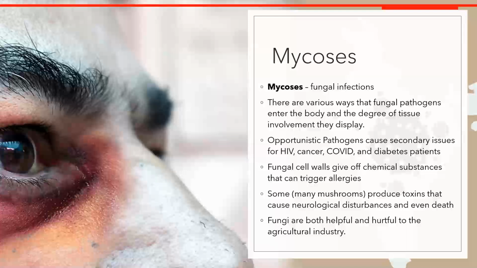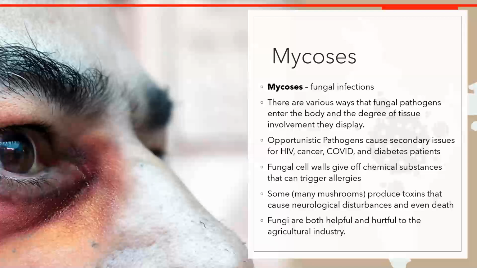It caused a lot of people to lose portions of their face and even their eyes. And it wasn't COVID that was doing this. It was that secondary infection they got while they already were sick and being treated. There are various ways that fungal pathogens can enter the body, and the ways they come in can also affect the degree of tissue involvement.